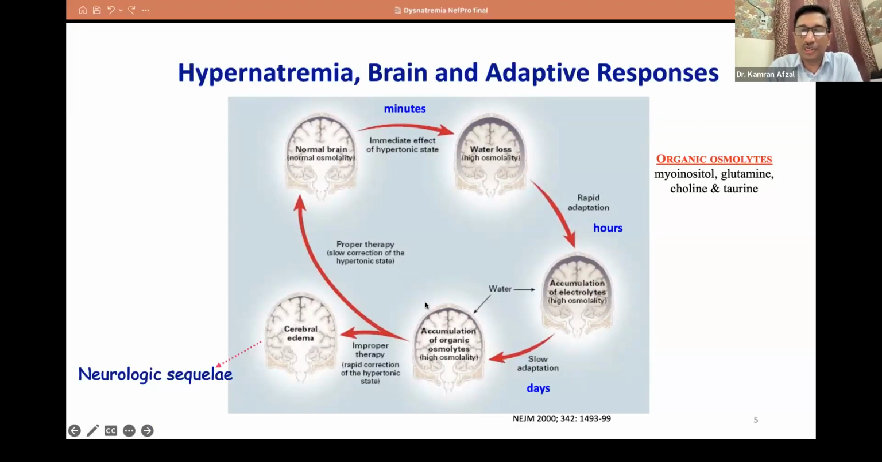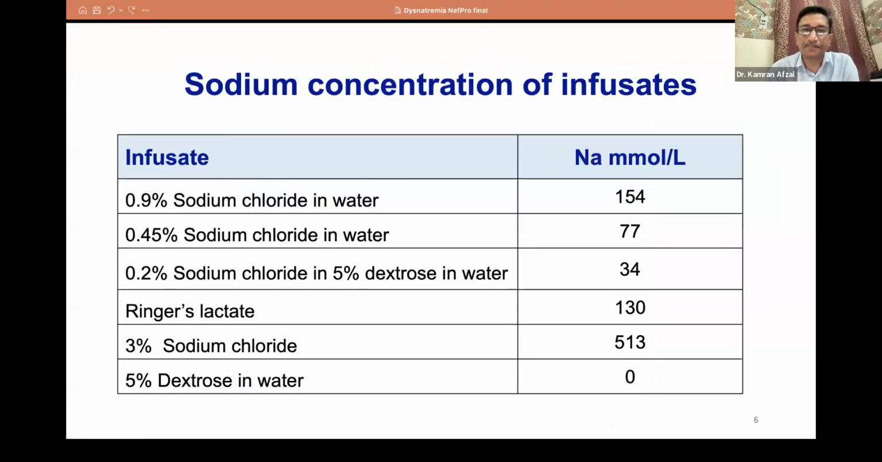So if we are to reduce the tonicity in the extracellular compartment fast by a rapid correction, then the fluid is going to shift into the brain, resulting in cerebral edema with all its neurological consequences. Hence, hypernatremia that is chronic in nature should always be corrected slowly.